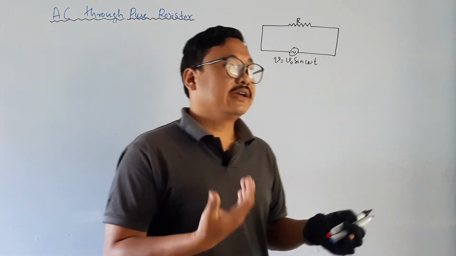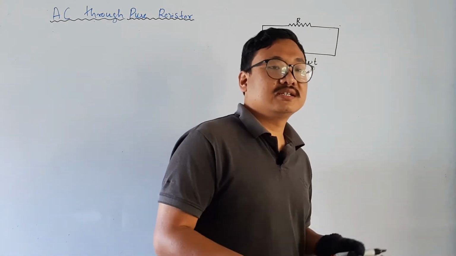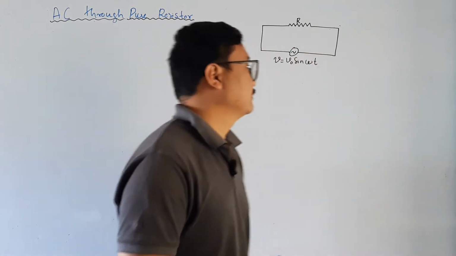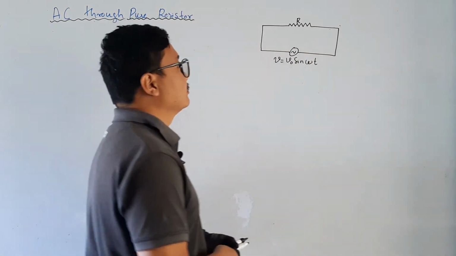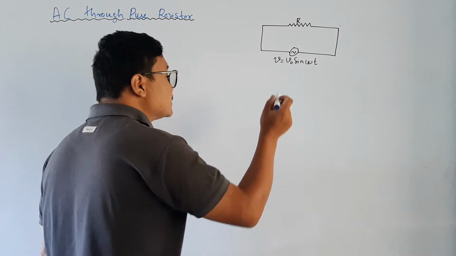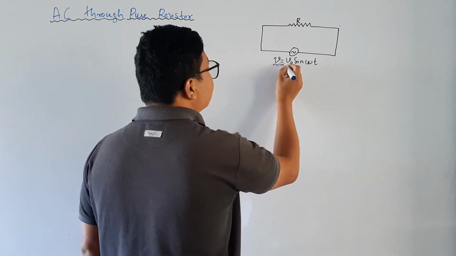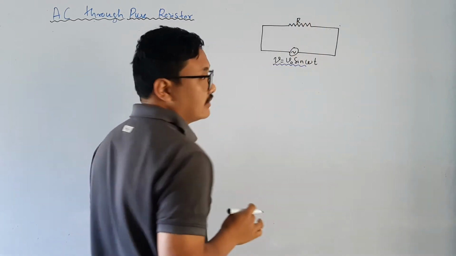So if I say AC voltage, don't laugh. If I say AC current, don't laugh. It is universally accepted for alternating voltage and alternating current. So let us apply this alternating voltage to this pure resistor.